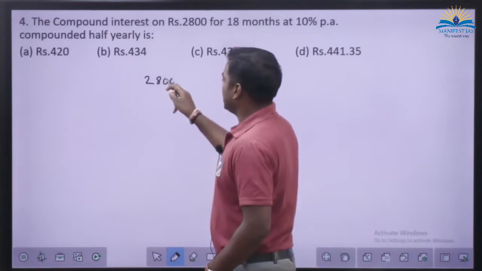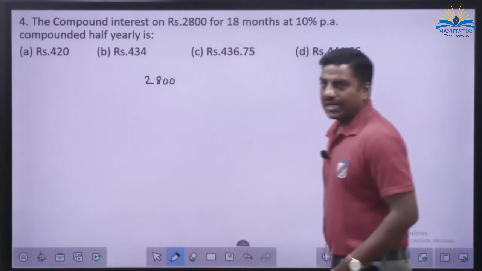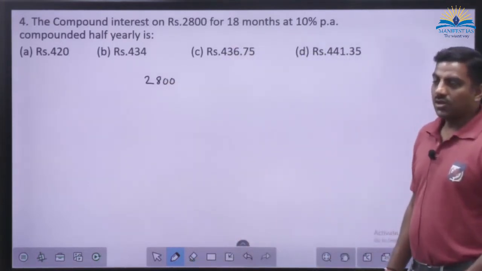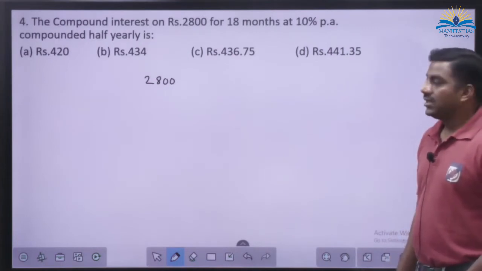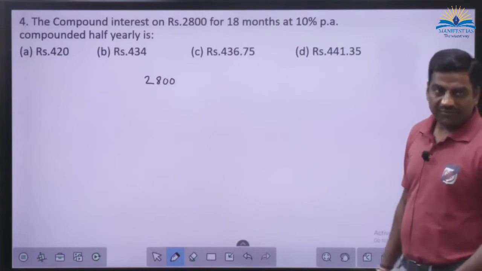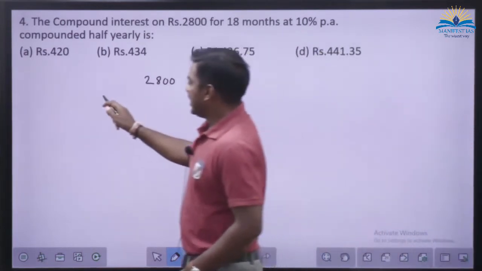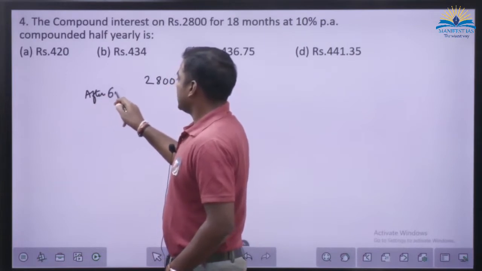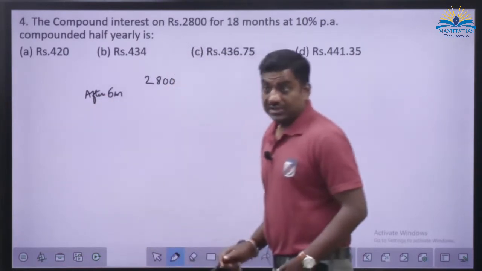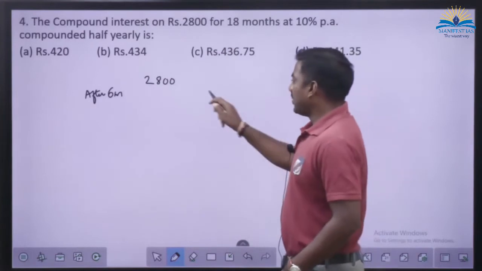2,800. On this, after 6 months, we are calculating the interest. So, what percentage should I take into consideration? If 10% for the full year, then 5%. So after 6 months only we have to calculate. So 5%, no?